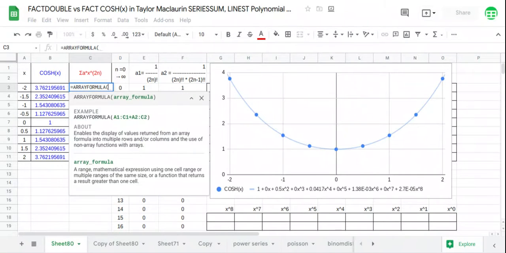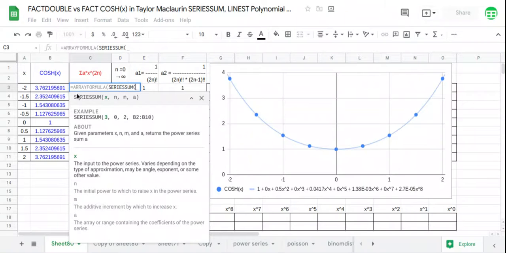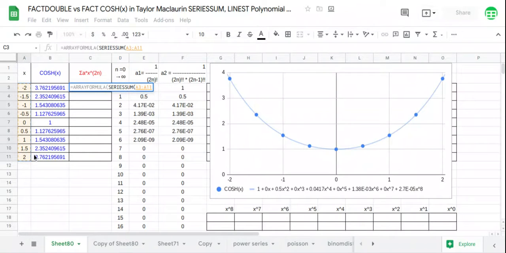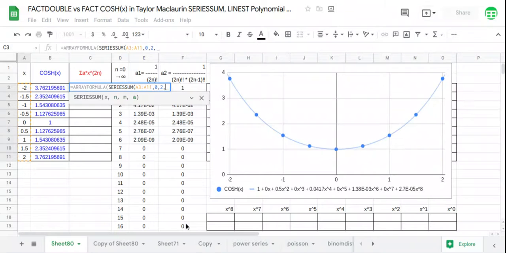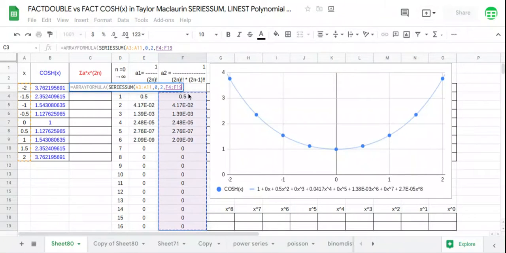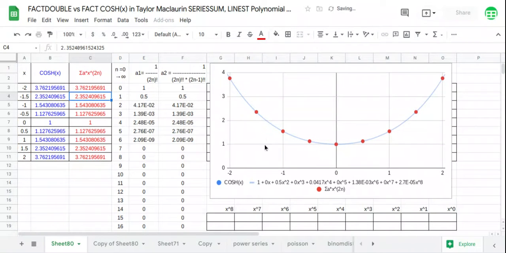So our formula: series sum of the x values raised to the power 2n, where 2n starts from n equals 0. So start from 0. Then followed by n equals 1, that's 2, 4, 6, so the interval is 2. And the coefficient, you can use double factorial or the factorial. Start with the double factorial. So here you have the equation.